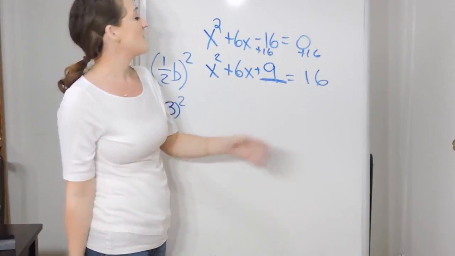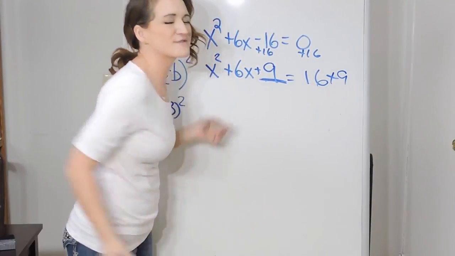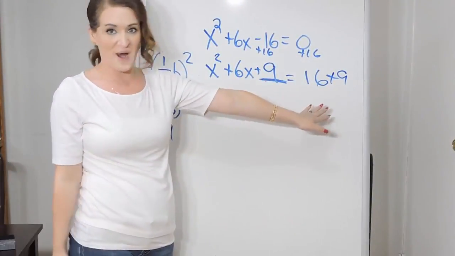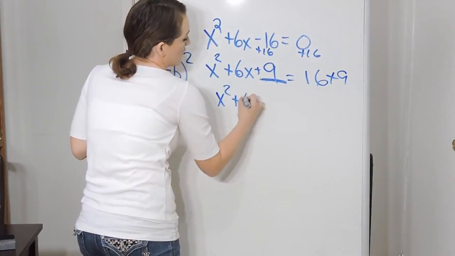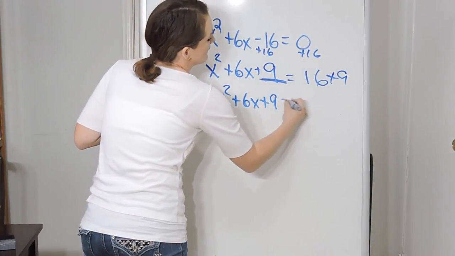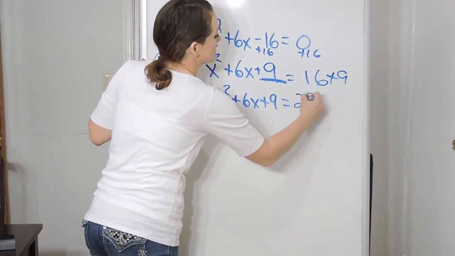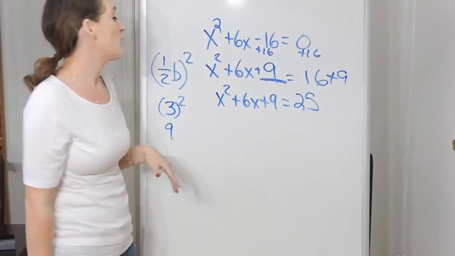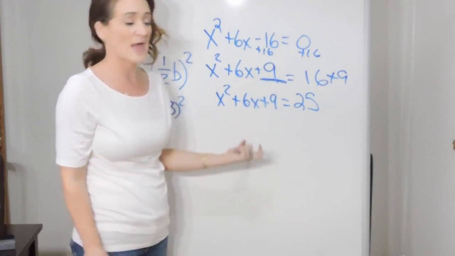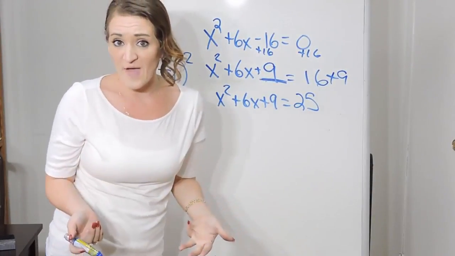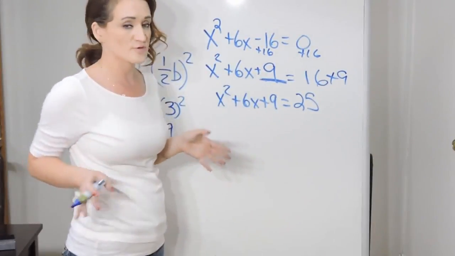But do remember that if I'm going to add in a 9 to the left-hand side, I have to add in a 9 to the right-hand side. So let's go ahead and simplify that right-hand side. 16 plus 9 is 25. Now what you're going to want to do on that left-hand side after adding in that number is factor this thing, and it should factor to a perfect binomial squared.